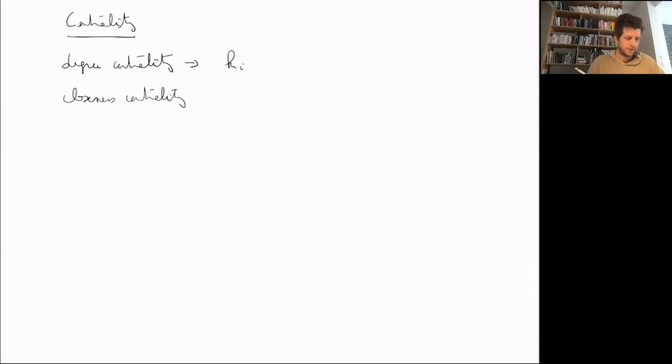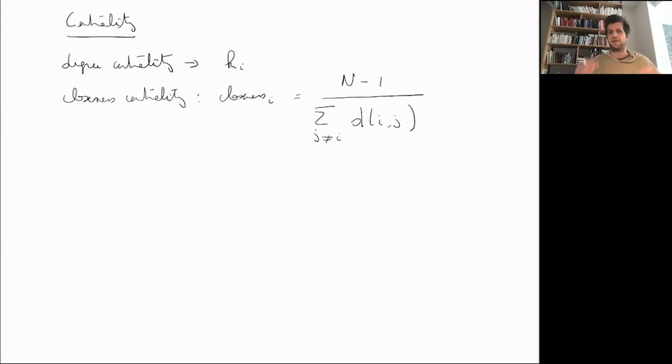The closeness centrality is defined as follows. The closeness of node i is equal to n minus 1, divided by the sum for j different from i of the distance from i to j. So what you do here is take 1 divided by the average distance of node i to all of the other nodes in the system.